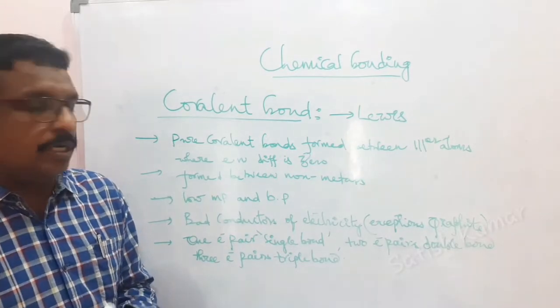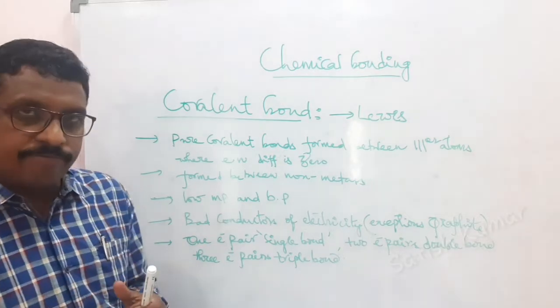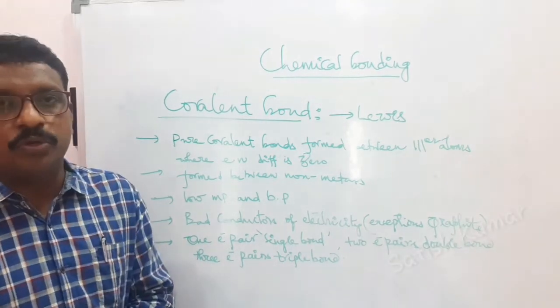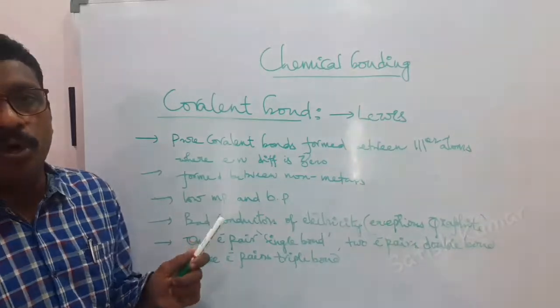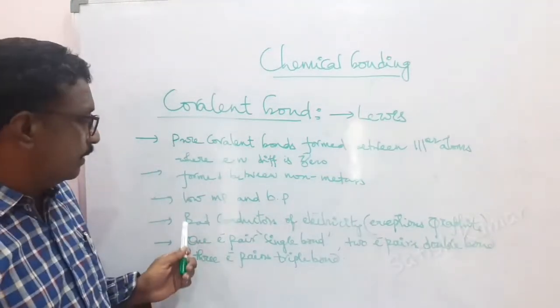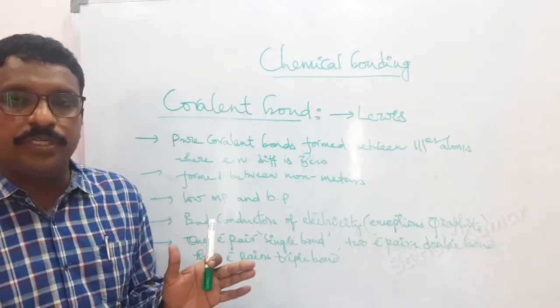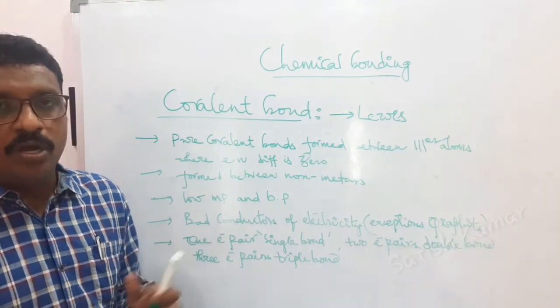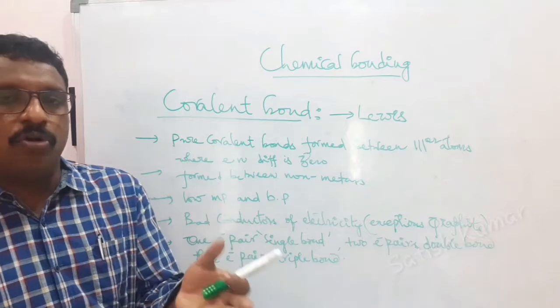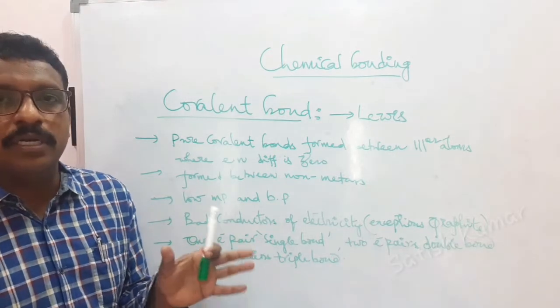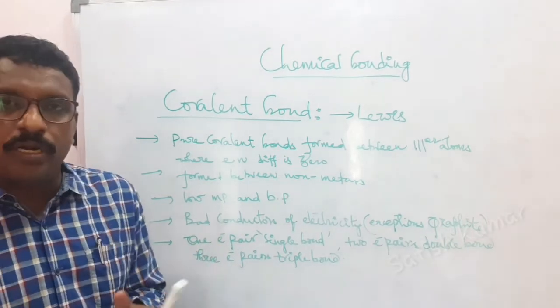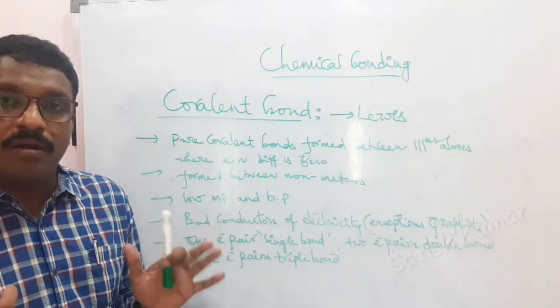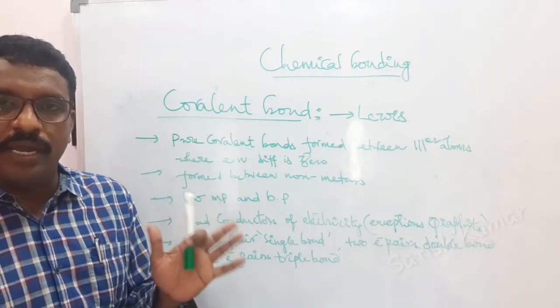అవి non-metals మధ్యన ఏర్పడతాయి, and these have అంటే స్ట్రాంగ్ ఫోర్సెస్ ఉండవు కాబట్టి వాటి మధ్యన these have low melting point and low boiling point, and these are bad conductors of electricity. ఇవి ఎలక్ట్రిసిటీని కండక్ట్ చేయవు. Some exceptions are there like graphite. గ్రాఫైట్ లాంటి కోవలెంట్ కాంపౌండ్స్ మాత్రం ఎలక్ట్రిసిటీని కండక్ట్ చేస్తాయి. కానీ మాక్సిమం కోవలెంట్ కాంపౌండ్స్ ఆర్ bad conductors of electricity.